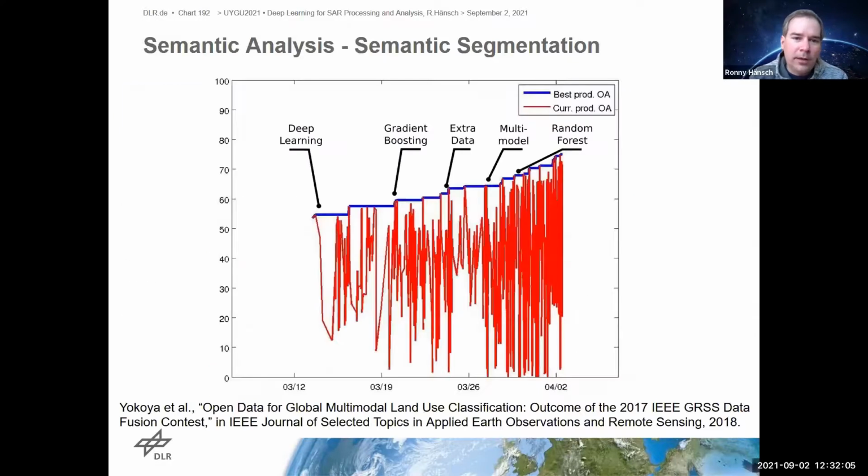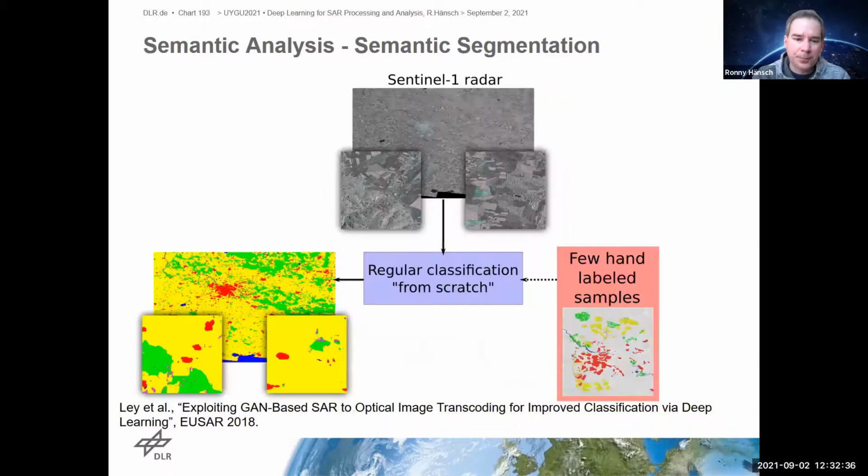And the reason was not that they didn't try it. This shows the accuracy of the submitted solutions over time, right? Over time, accuracy got better. And the deep neural network was the first thing they tried, but it just didn't work, right? And then they went to boosting, and at the end, ensemble techniques, and the winning approaches were all ensemble techniques, basically. One of the reasons is that we don't have enough labeled SAR images. And for deep learning, we need a lot of labeled data.